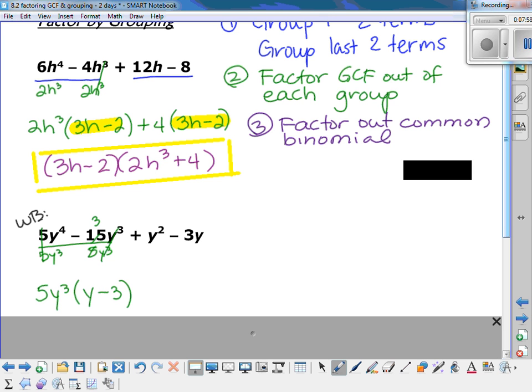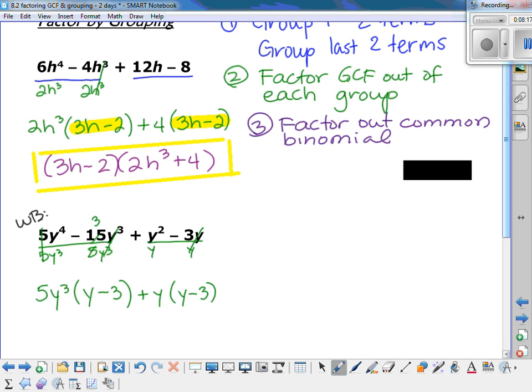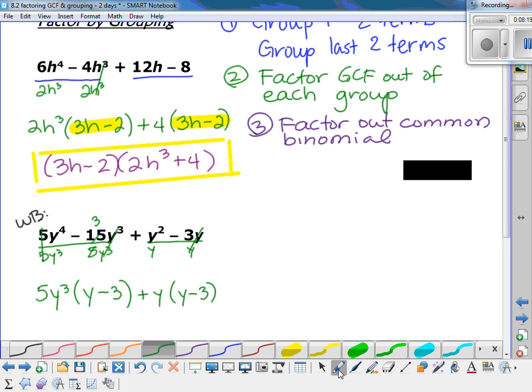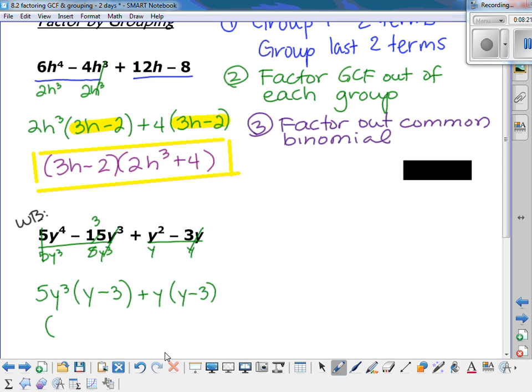Okay? And then we do the same thing here. All I can take out on those is a y, right? So I divide this by y and divide that by y. And so y squared divided by y is y. And then that cancels out, and I have another minus 3. Okay? Does that make sense? Okay. And then from there, we take out the common binomial, y minus 3, and we have 5y cubed plus y in the second parentheses.